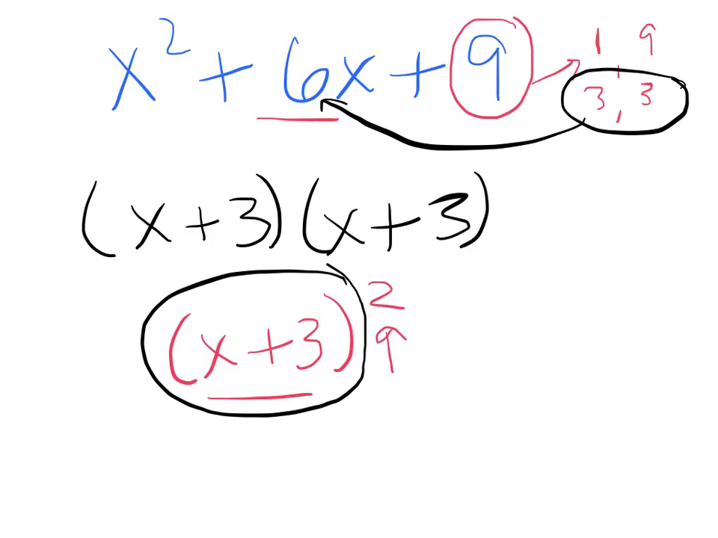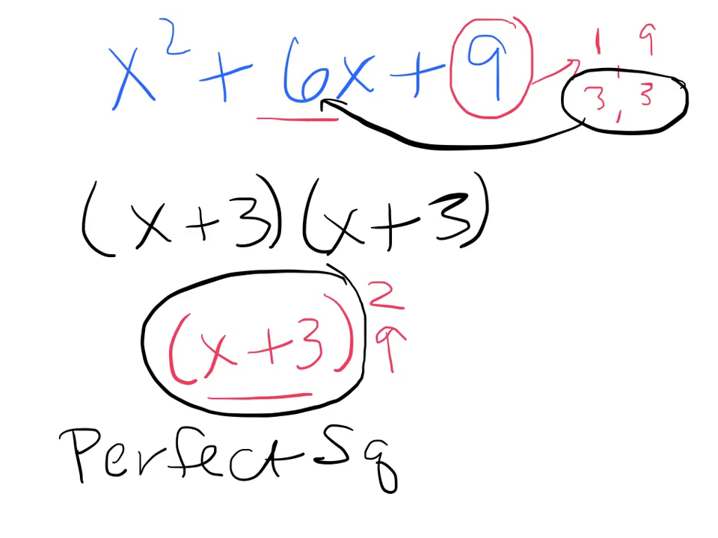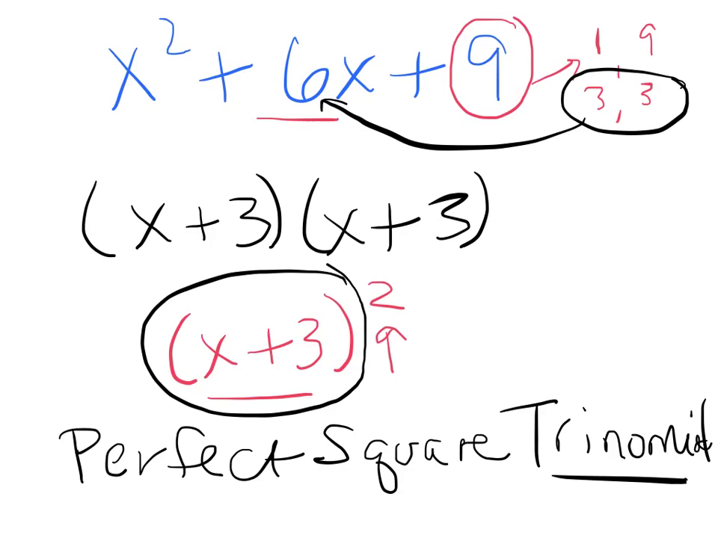This is called, for you, let me just give you vocabulary here. This is what's called a perfect square trinomial. Okay, so let's look at this. Trinomial we know because it has 3 terms: 1, 2, 3. Perfect square is because this number here is a perfect square. This 9 is a perfect square.